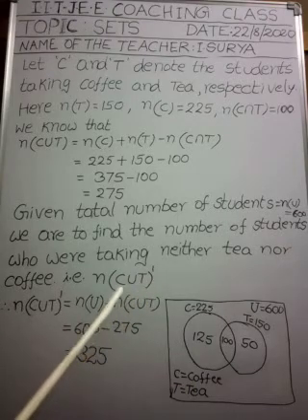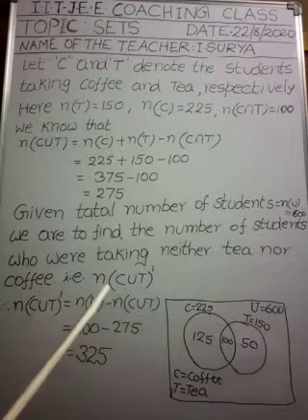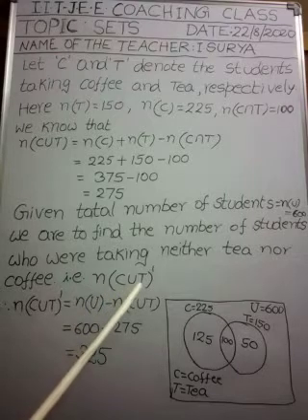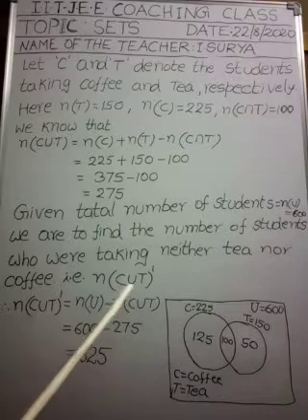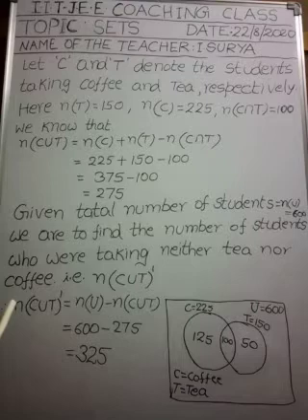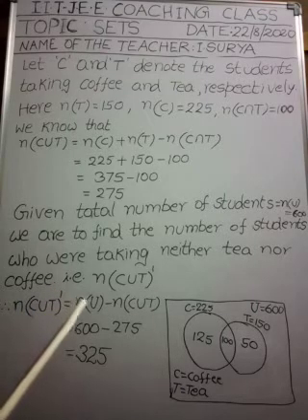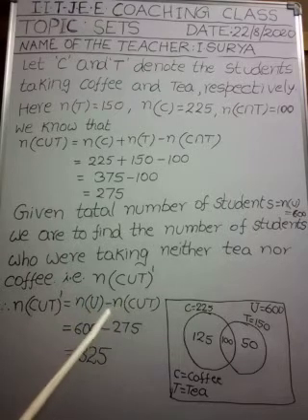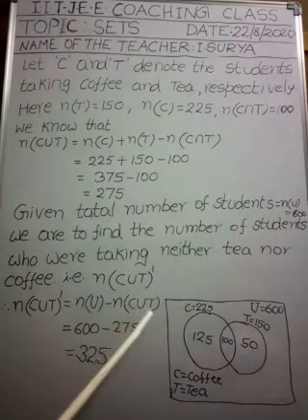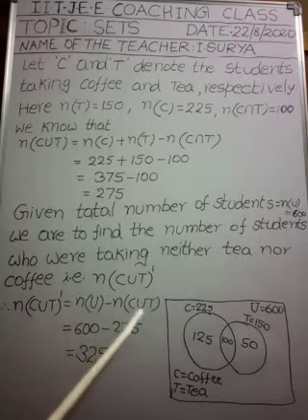Understood this point, my children? The actual question is we have to find n of (C union T) dash, not the union itself. Don't confuse here. This is union. n of (C union T) whole dash. So, n of (C union T) whole dash is equal to n of universal set minus n of (C union T). Understood this point, my dear children?